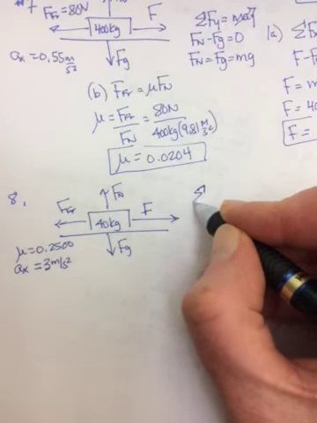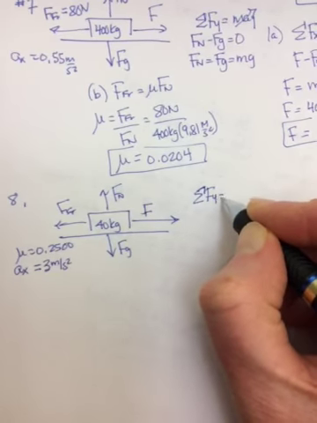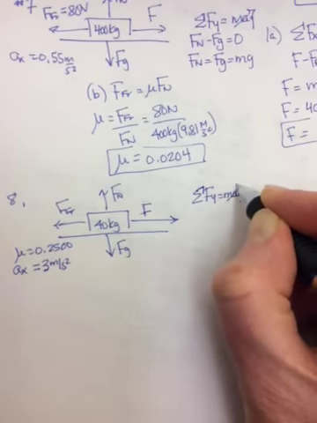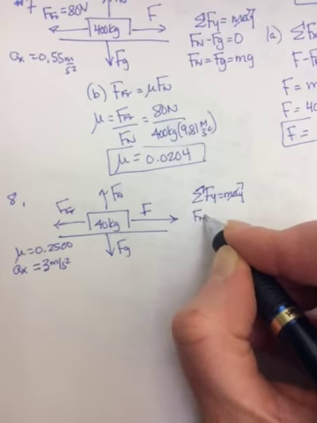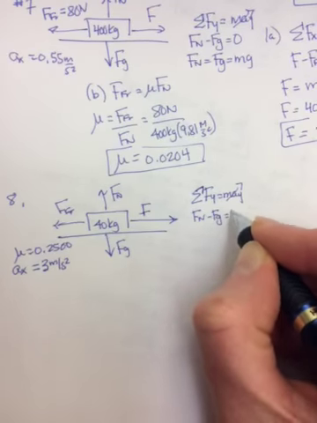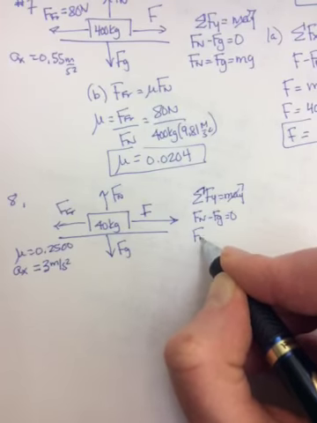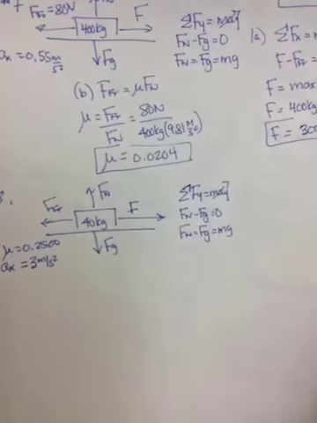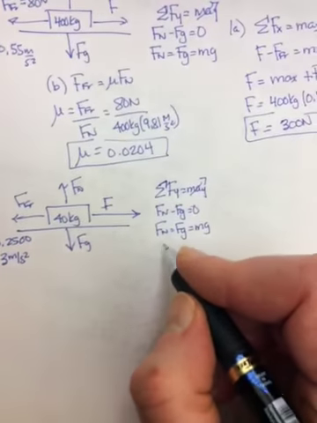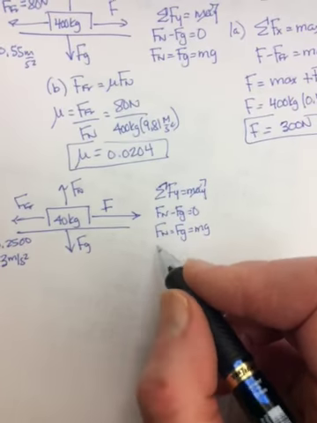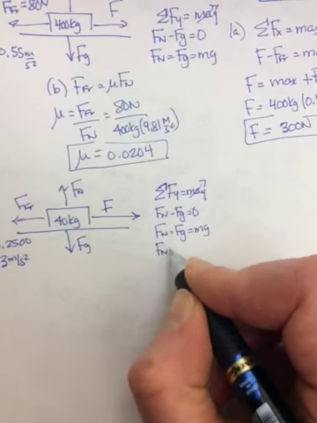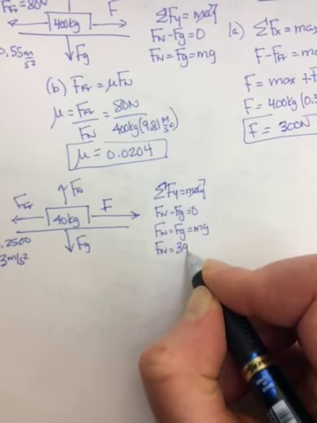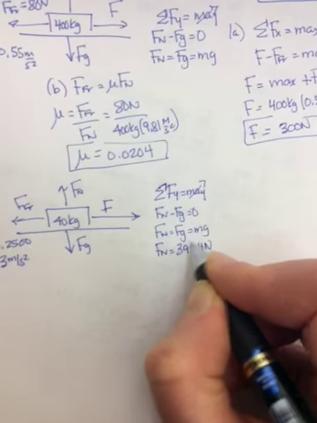So we were just about to do the sum of the forces in the y direction to get our Fn. So it'll be Fn minus Fg equals 0. So Fn equals Fg equals mg. And yes, you can get a number, and if you want to get a number here, it would be 40 times 9.81, 392.4 newtons.